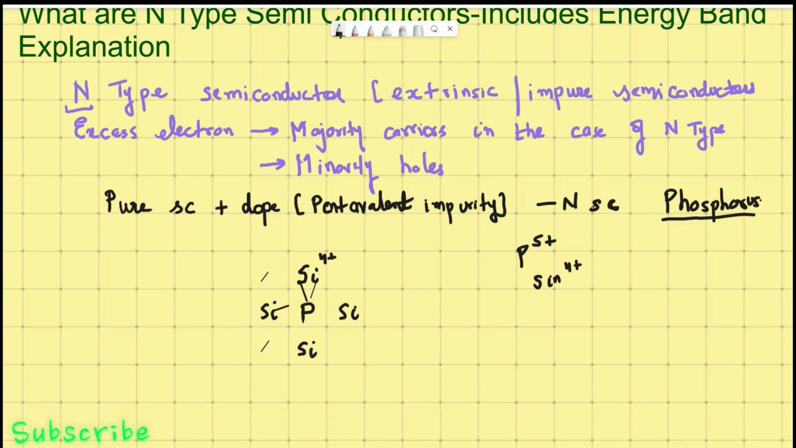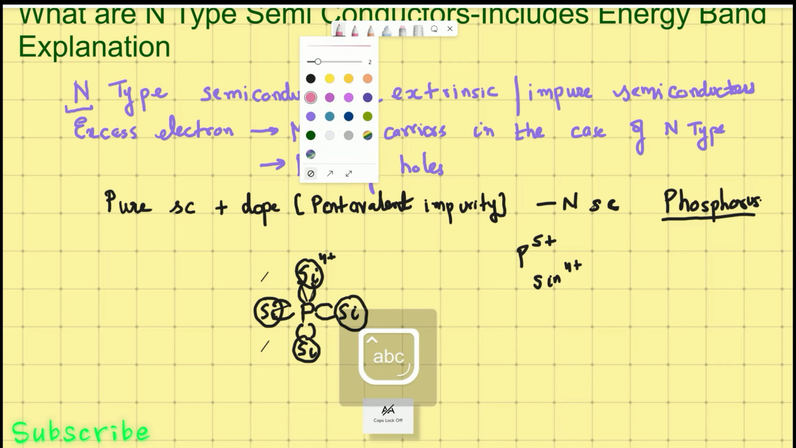Silicon is generally 4 plus, so it can bond with other 4. Here, when the impurity is added, the bonding is done. These are the bonds that get created. I think the diagram was not good, but let me correct it. I'll use a different color to show you how silicon looks. So this is silicon, this is silicon, this is silicon, and in the middle, what I'm showing you is phosphorus.